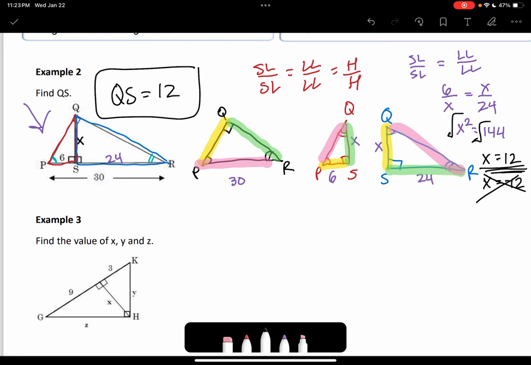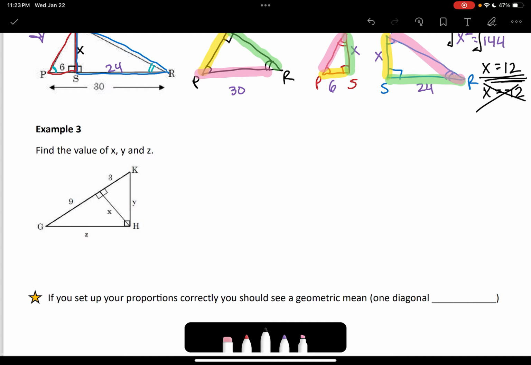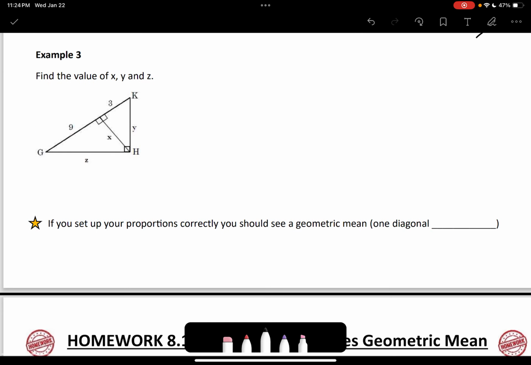Again, you're pretty much doing the same thing you did in chapter 7. Now we're just taking it one step further by not just having you look at 2 triangles. Now you're looking at 3, right? So let's practice with example 3, and then we'll look at these shortcuts that we skipped earlier. Example 3 says find the value of X, Y, and Z. These are the more challenging ones because we have a lot of unknown values here, right?